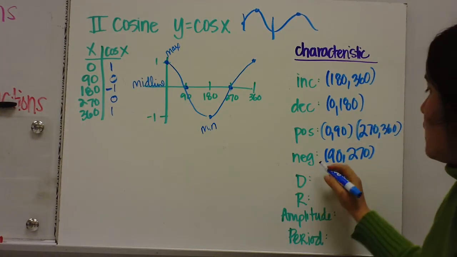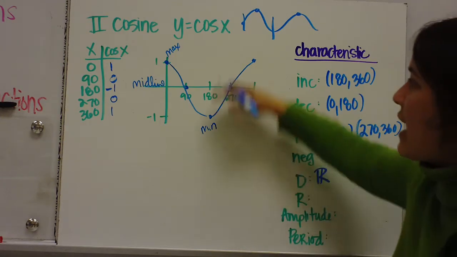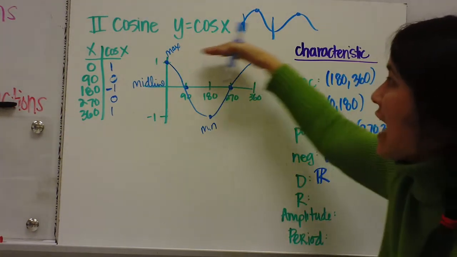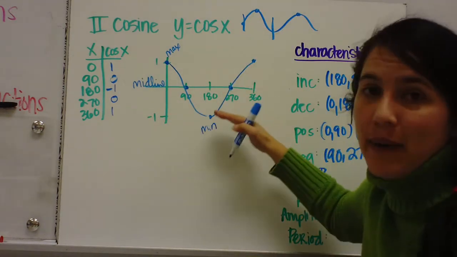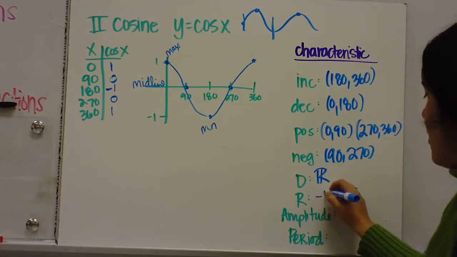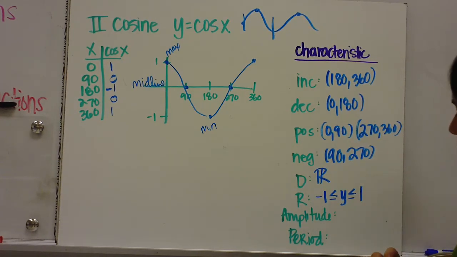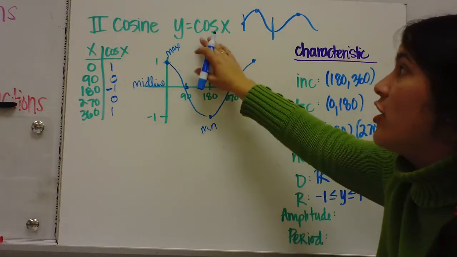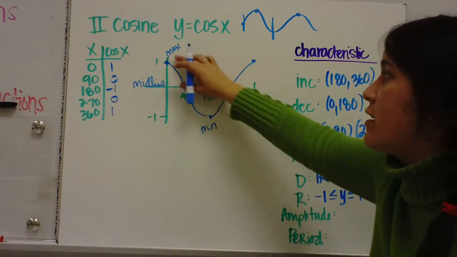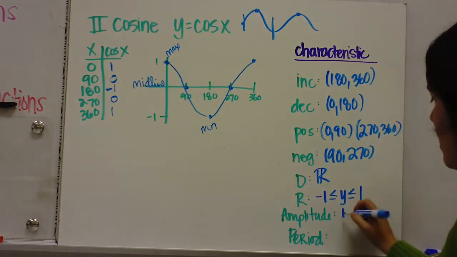The domain of this function, again, is all reals. But the range, again, if you notice, the highest the parent function goes is 1, and the lowest the parent function goes is negative 1. So negative 1 is less than or equal to y is less than or equal to 1. The amplitude, for just the parent cosine function, is 1, because you can see from the midline it goes 1 in both directions.